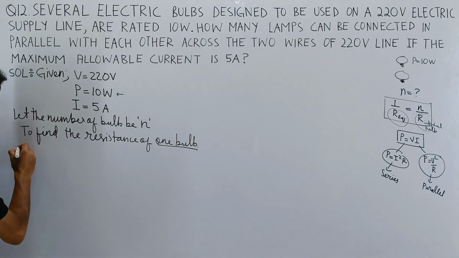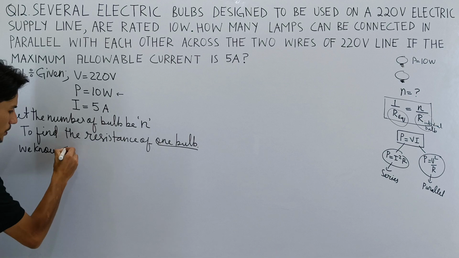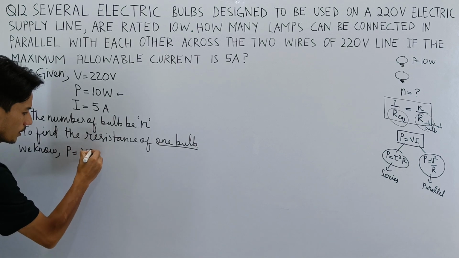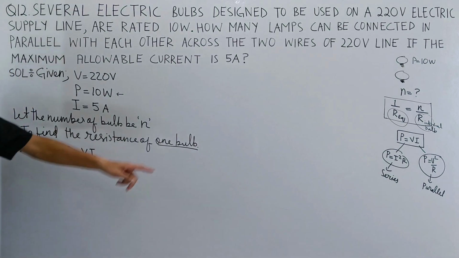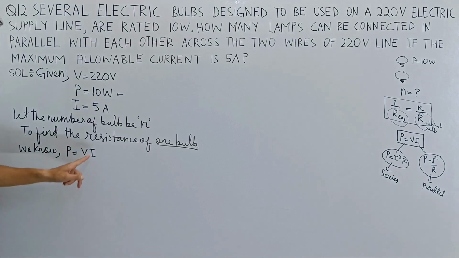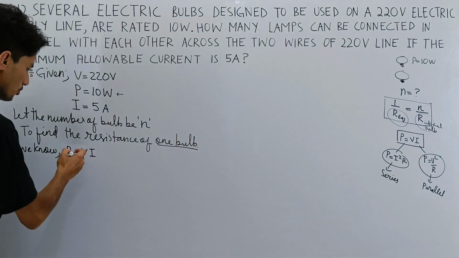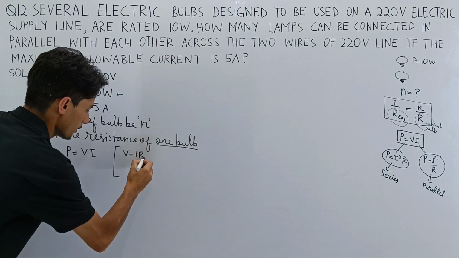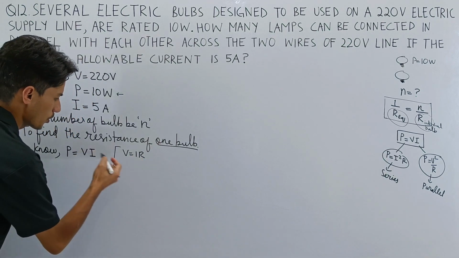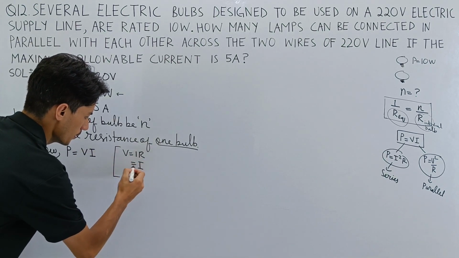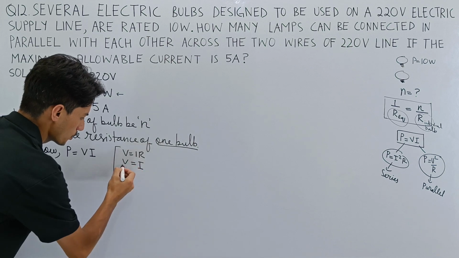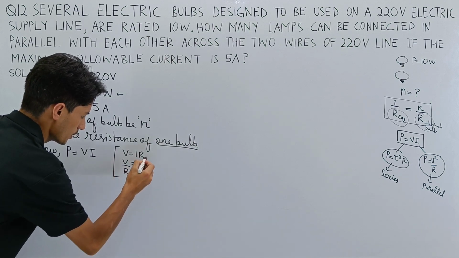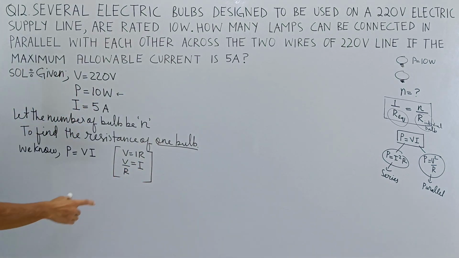Okay, now let's see. We know the formula of power, P is equal to V I. Now how do I get to V square by R? For this we have to use Ohm's law. We know V is equal to I R, is it not? So let's derive a formula for I: I is equal to V by R, with R going below V. So this is the formula of I.